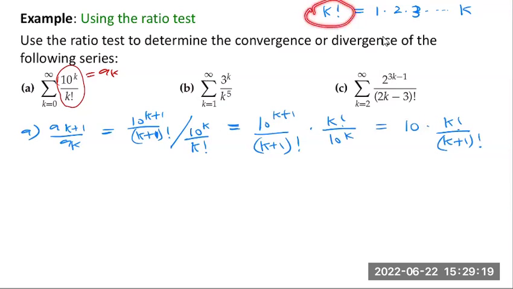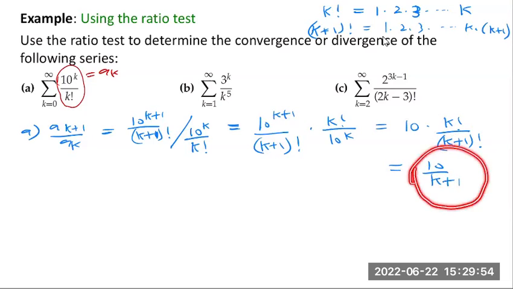What would you get if you simplify this? Notice that (k plus 1) factorial is nothing but 1 times 2, all the way up to k times (k plus 1). Now, if you divide k factorial by (k plus 1) factorial, you get just k plus 1 in the bottom. You get 10 over k plus 1. Now, as you can see, you can clearly find the limit of this sequence, 10 over k plus 1.